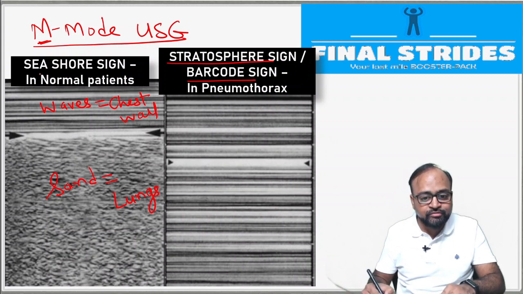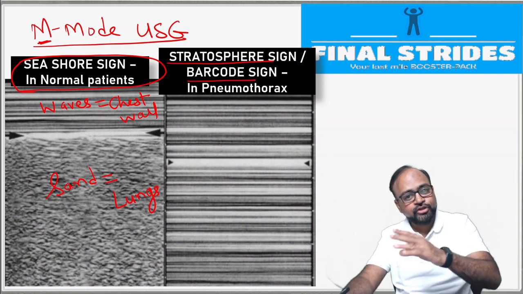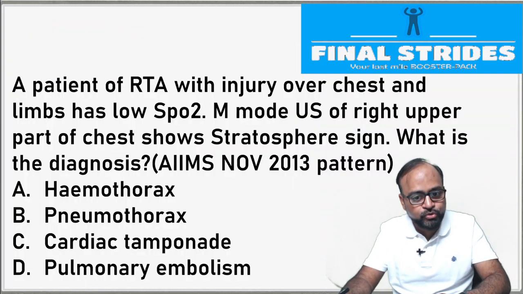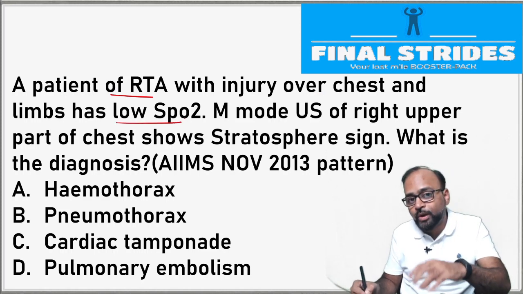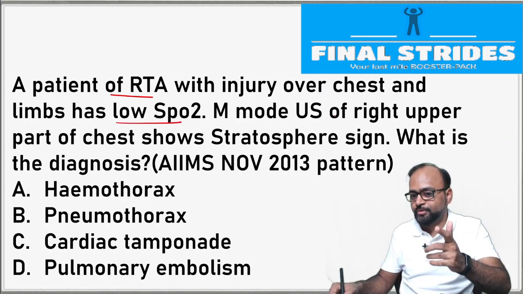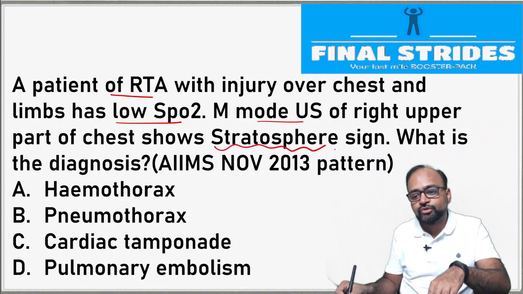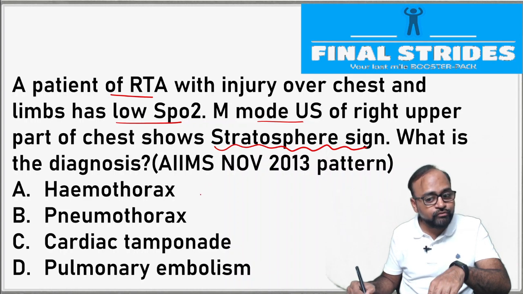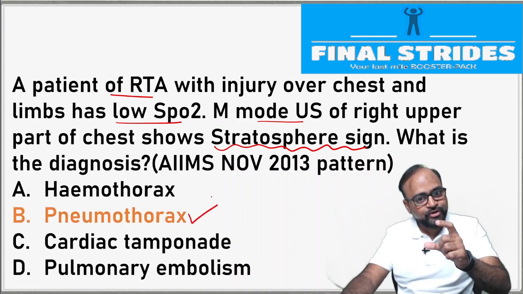So the question that we just saw was this image. So what is this sign called? It is called seashore sign. It is seen in normal patients in contrast to the stratosphere sign which is seen in pneumothorax. So look at this question which was again asked once. A patient of road traffic accident with injury over chest and limbs has low oxygen saturation. Why does the patient have low oxygen saturation? Here it is because M mode ultrasound of the right upper part of the chest shows stratosphere sign, and stratosphere sign is seen in pneumothorax. That was the answer to this particular question.